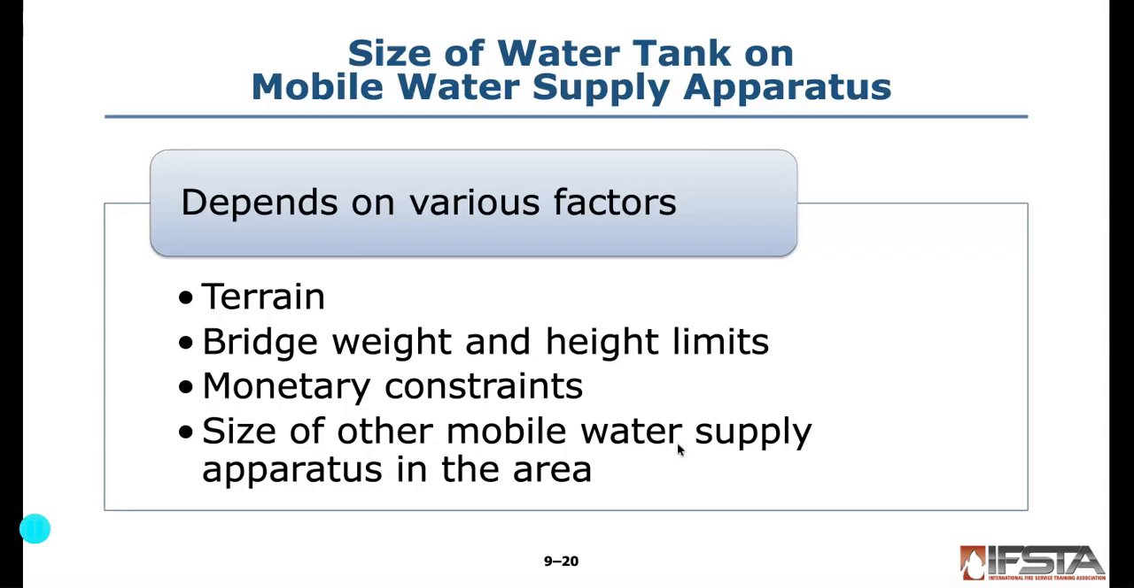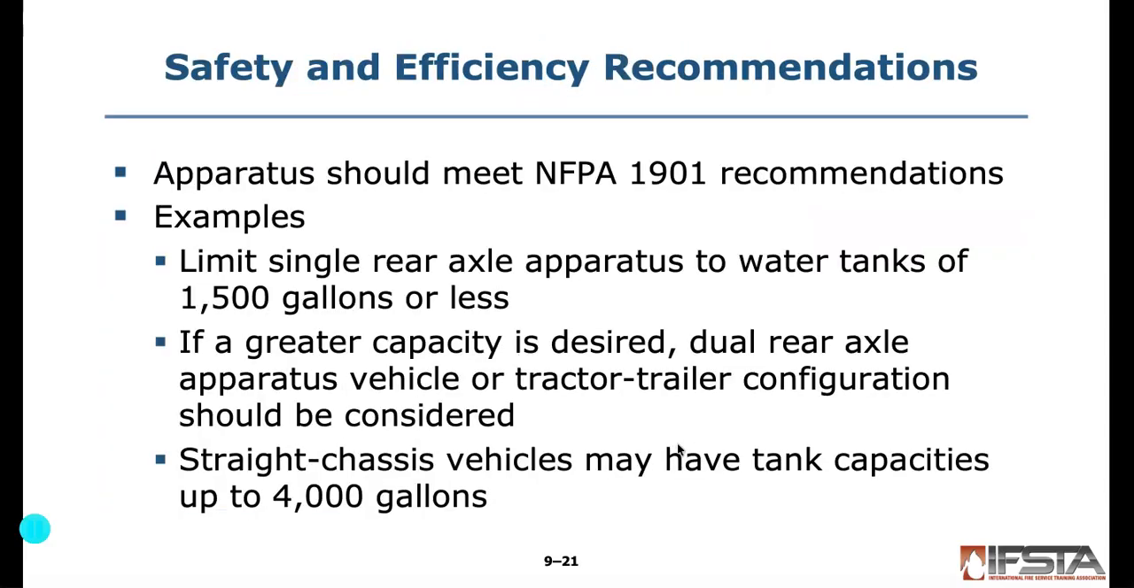The size of the water tank on a water tender or mobile water supply apparatus is going to depend on different factors. What's the terrain? What are the road limits? Height and weight. If you have to go over bridges and there's a weight limit, the weight limit of the bridge may not be able to support those apparatus. So again, you've got to be mindful of those things. Monetary constraints, they are expensive, and then the size of other mobile water supply apparatus that are in the area.